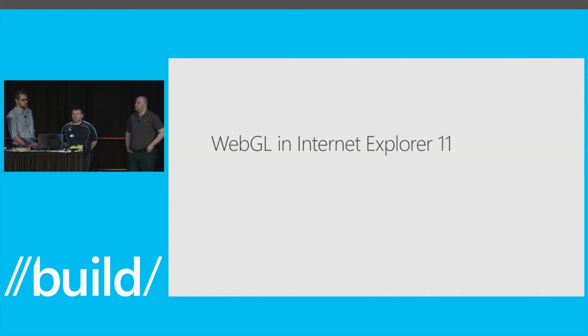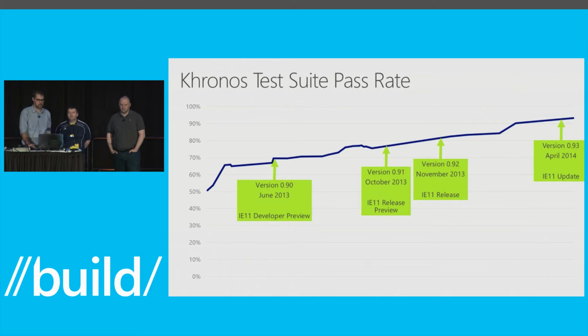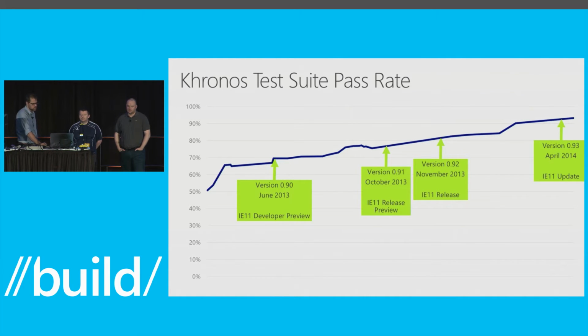So let's switch over to WebGL in IE11. We started last year in June and shipped our first version of WebGL in IE11. Since then, we've been very hard at work increasing our feature set and increasing the Khronos test suite pass rate. We've actually shipped 4 times so far, and we'll continue to ship updates to the WebGL renderer in the next couple of months. The first version we had in June passed at around 70% on the Khronos test suite in our IE11 developer preview.